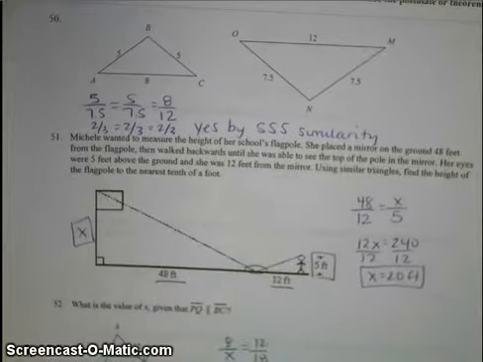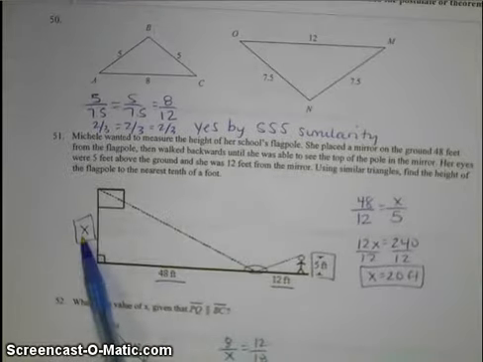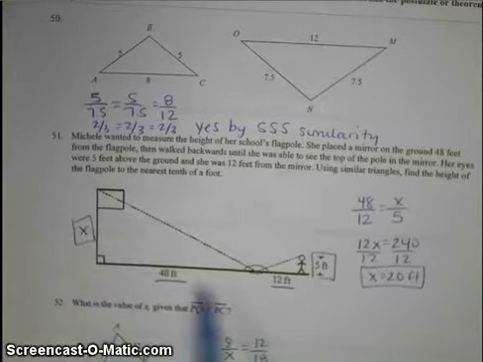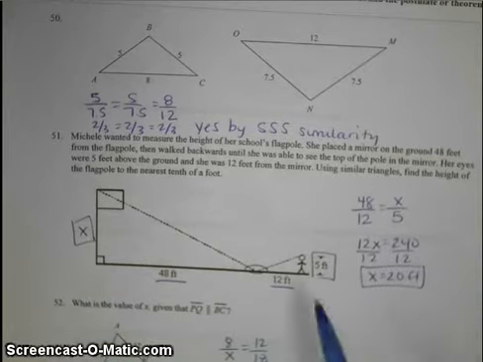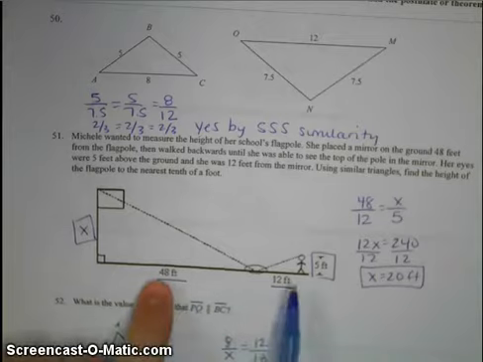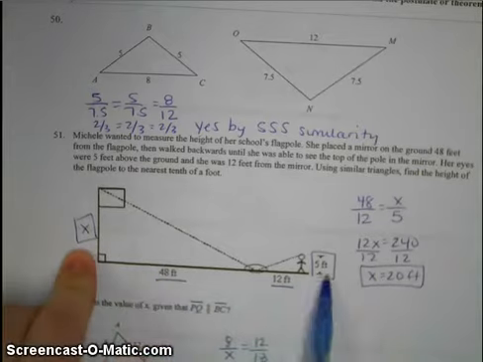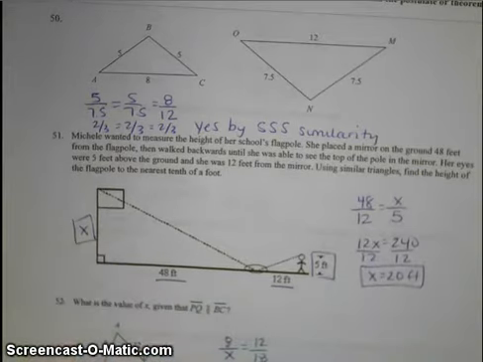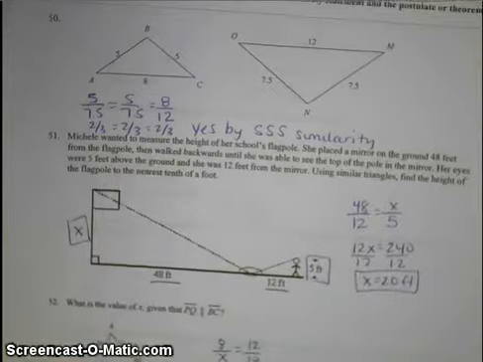51. Michelle wanted to measure the height of her school's flagpole, so that's x. All we need to do again is set up a proportion. So we have to make sure we're comparing the same pieces. So 48 is to 12 as x is to 5. Cross multiply and we get 20 feet.